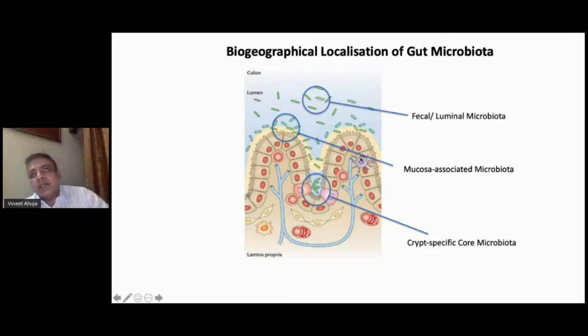It's like asking how close you are to the center of power. If somebody is very close to the center of power, obviously they would have greater influence. Somebody who is far removed from the center of power would have less influence. So which is the center of power out here in the gut? The center of power out here in the gut is the stem cell, which lies where? In the crypts.